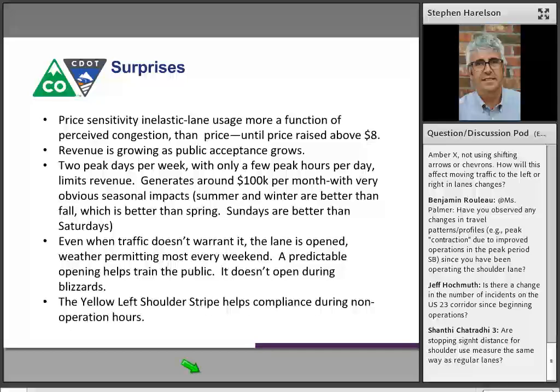The last point is something that we had to have some discussions with Federal Highways on. Initially, when we built the lane, we used a white stripe between the shoulder lane and the left general purpose lane, and people kind of ignored it. So we tried a yellow shoulder stripe, and it seems to have cured the problem of people wandering over onto the shoulder to pass people. The yellow stripe, for some reason, really helps when the lane is closed, it keeps people out of there. So that's something to consider if anyone else is having that problem.